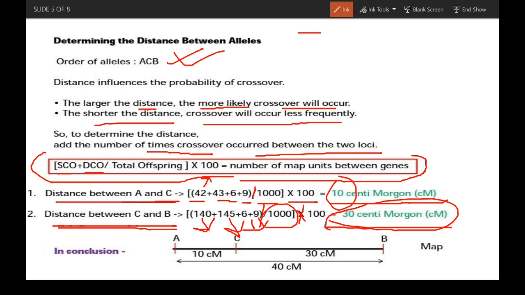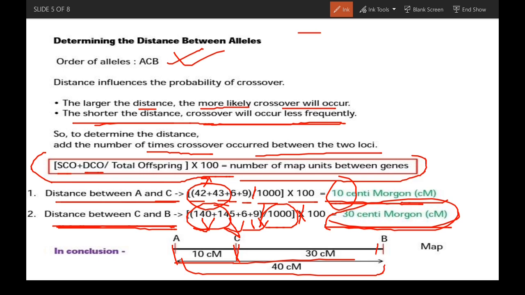Of course, like I said earlier, the shorter the distance between genes, the less frequently crossing over will occur. You can see the distance between A and C is very low, so crossing over numbers are very low, while the distance between C and B is very high. That means they are far away. So here we see A and C 10 centimorgan away and C and B 30 centimorgan away, and the total size is 40 centimorgan.